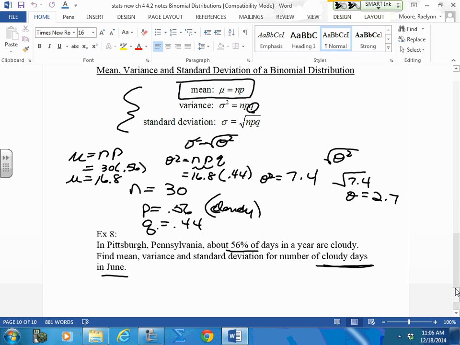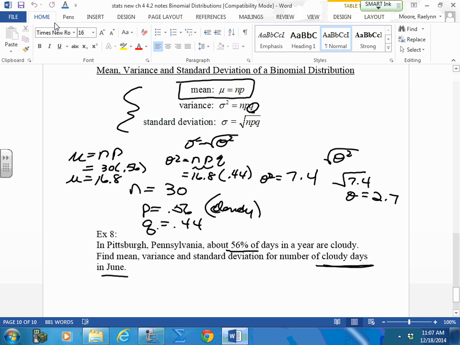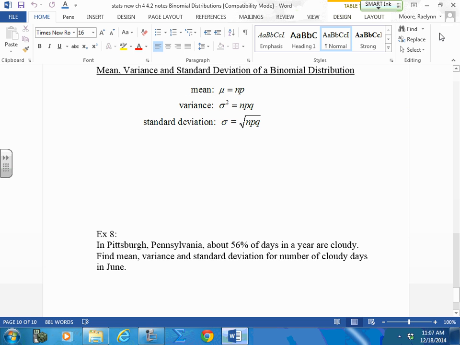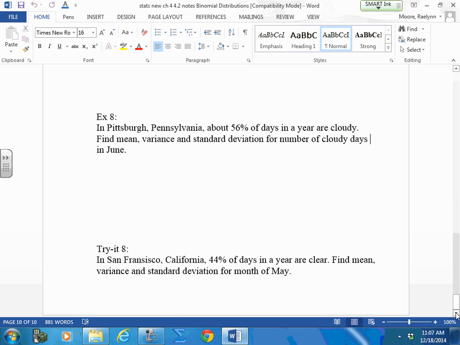Same setup, a little bit of a different scenario. Try it yourself, number 8. Same setup, different month, different town. We're in California. 44% of the days are raining. This is still our probability of success, raining. What's your failure? 1 minus. And how many days in the month of May?